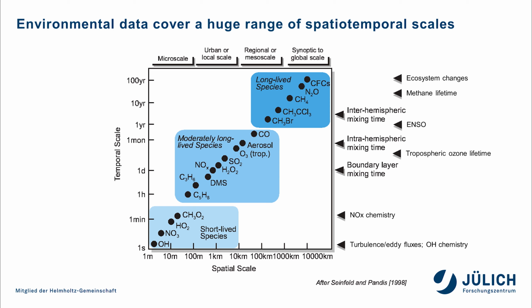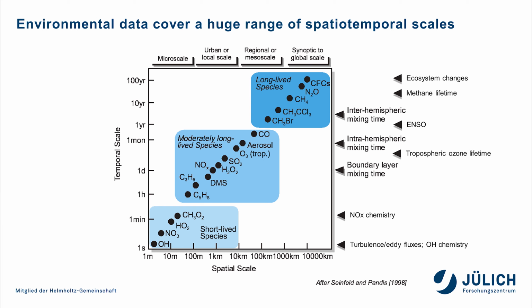On the right-hand side, you see a couple of labels related to the Earth system. At the very short time scales, there are processes like turbulence and eddy fluxes, or OH chemistry, so radical chemistry. Then at time scales of about a minute to an hour, you have the nitrogen oxides chemistry, catalytic cycles, just as a keyword. And if you want to learn more about these things, I really recommend this book, Seinfeld and Pandis, to you.